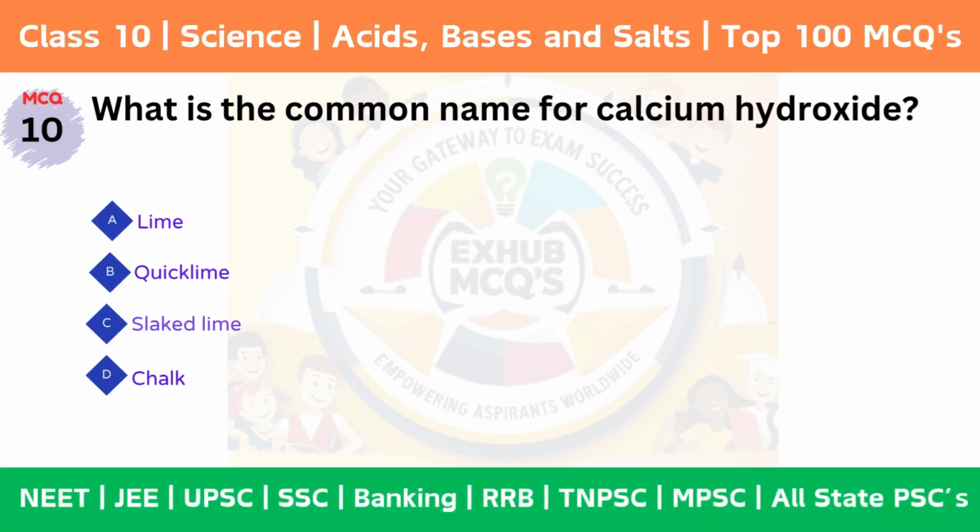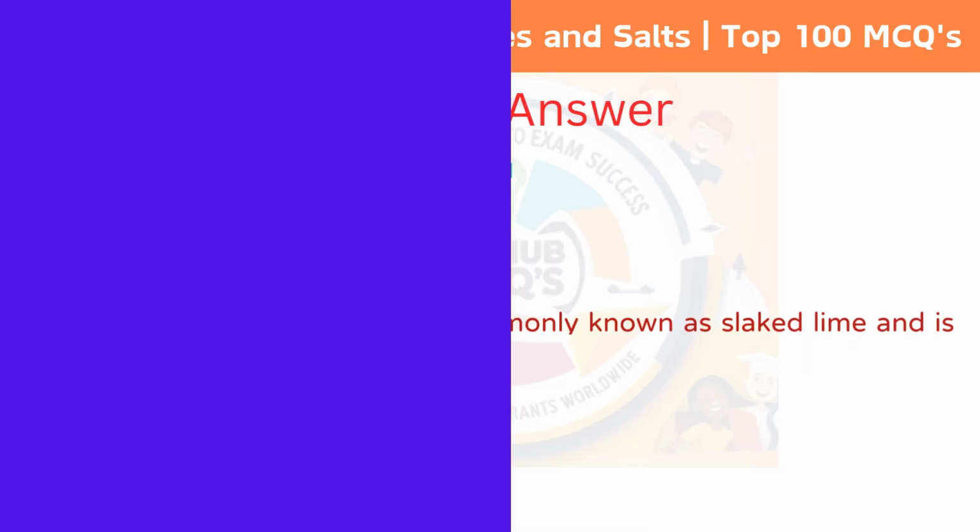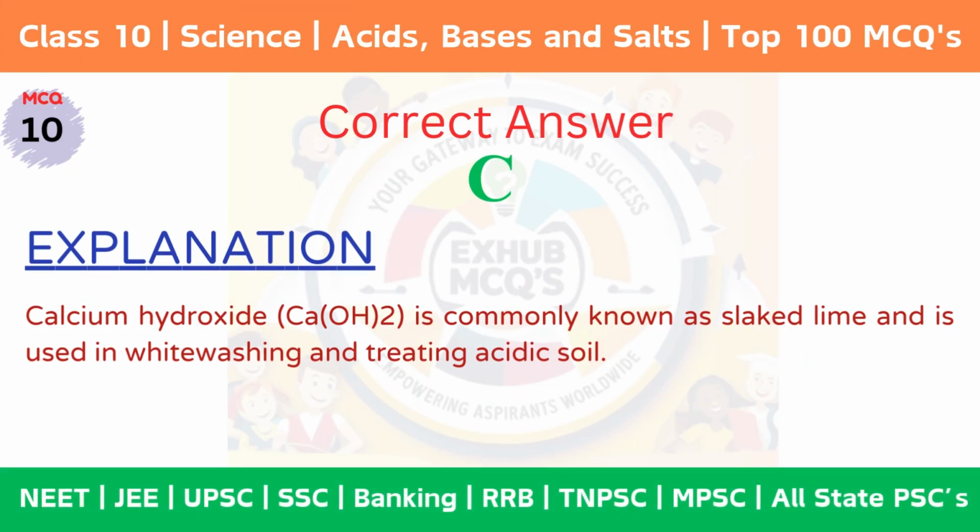MCQ 10. What is the common name for calcium hydroxide? Option A, lime. Option B, quicklime. Option C, slaked lime. Option D, chalk. The correct answer is option C, slaked lime.